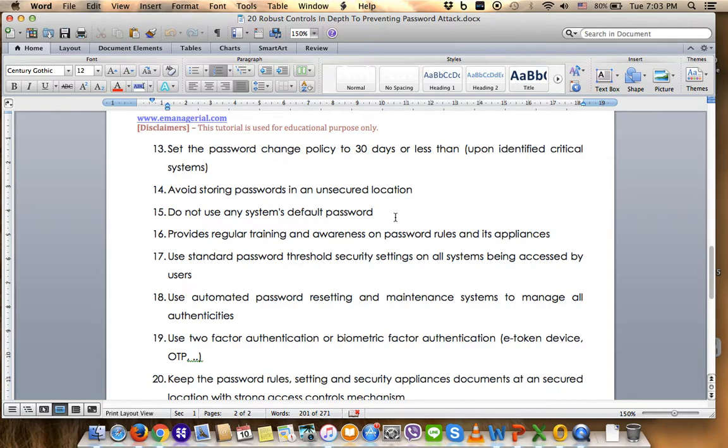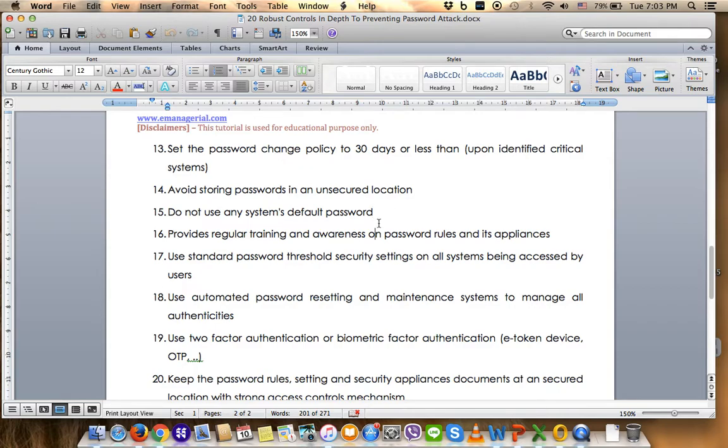The next control is to provide regular training and awareness on password rules. We need to incorporate this into the awareness program and provide it specifically to business users, so they understand the risk involved with the password rule or password setting.